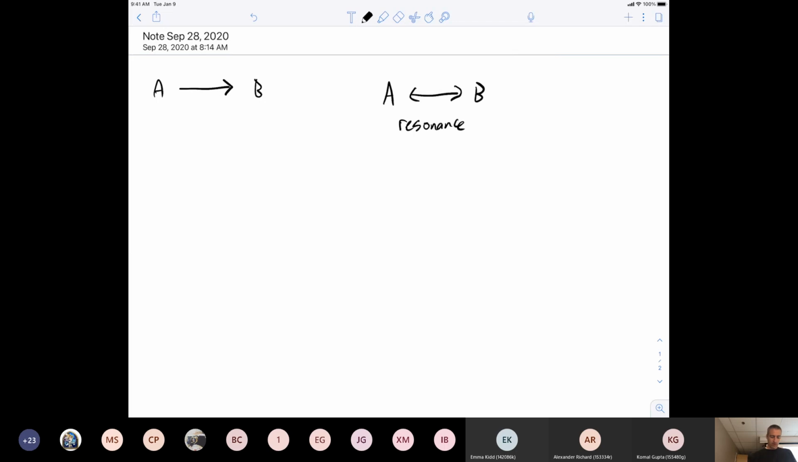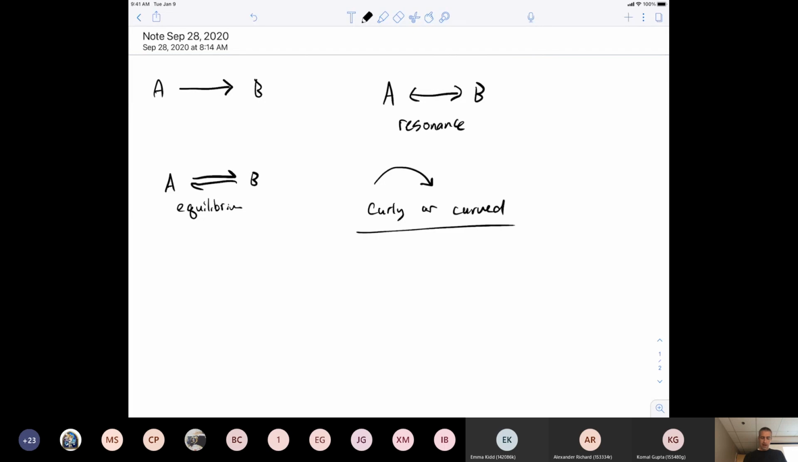We have an equilibrium arrow that looks like this. That's not the resonance arrow, sorry, that's the equilibrium arrow right here. Now a new one we're learning is the curly arrow. What we use these arrows for is to show where electrons start and where they move to.